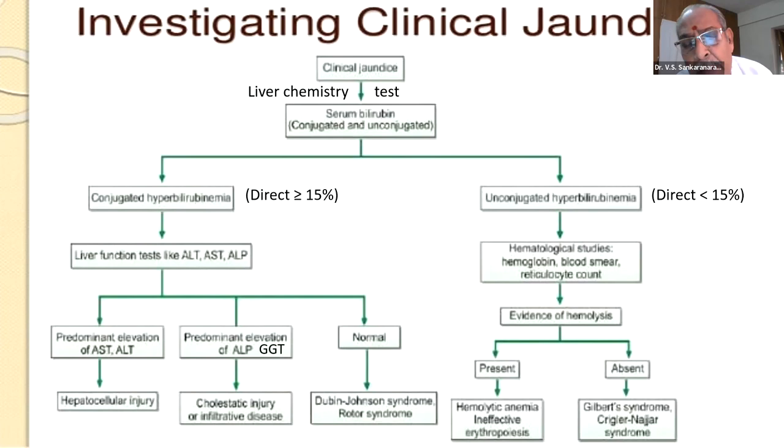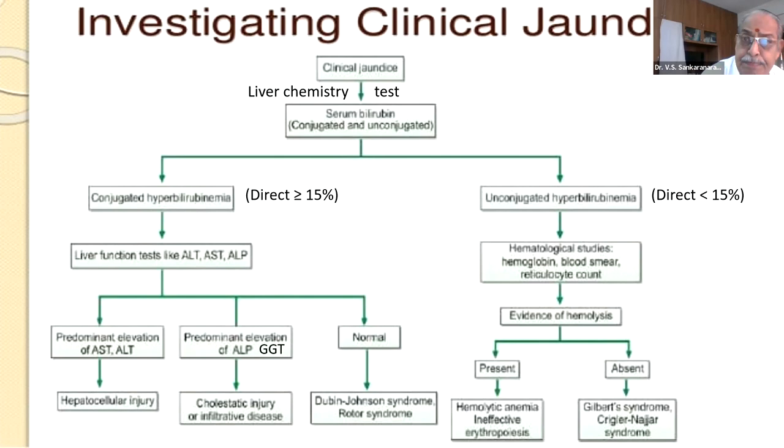Now come to unconjugated. Unconjugated bilirubin is always pre-hepatic. That means you have to think of only hematological causes, like hemolysis. So hematological studies: hemoglobin, haptoglobin, blood smear for any abnormal structural RBCs like spherocytosis or thalassemic microcytic hypochromic anemia. Reticulocyte count may be usually above 6. If evidence of hemolysis is present, you think of hemolytic jaundice. If no hemolysis, probably Gilbert's or Crigler-Najjar syndrome. Crigler-Najjar type 1 usually dies early. Crigler-Najjar type 2 can create a problem. Leave it to the gastroenterologist. We will treat it as a persistent unconjugated hyperbilirubinemia.